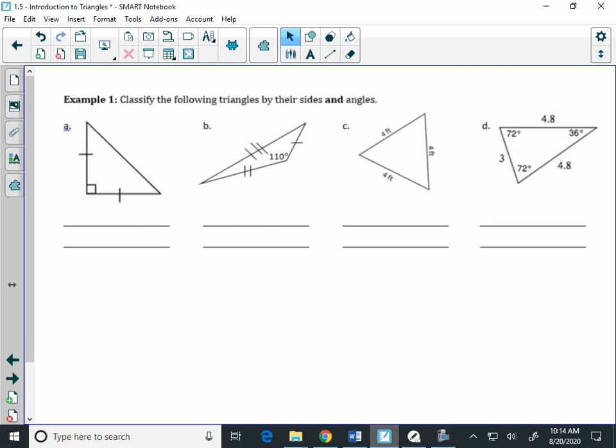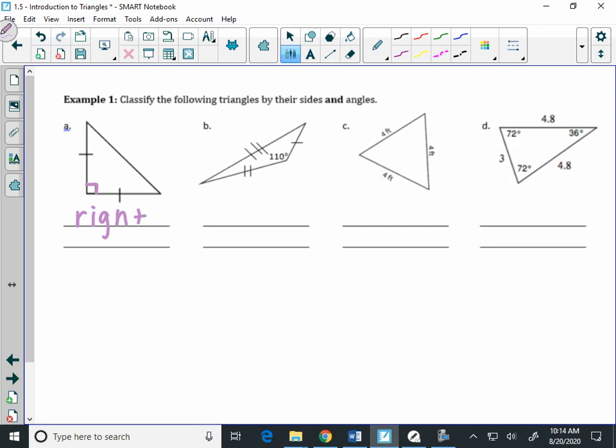So for example 1, we're going to classify the following triangles based off their sides and angles. It doesn't matter which one you do first, but I'm going to look at A, and it has a box in the corner, meaning that angle is a right angle. So when a triangle has a right angle, we call it a right triangle.